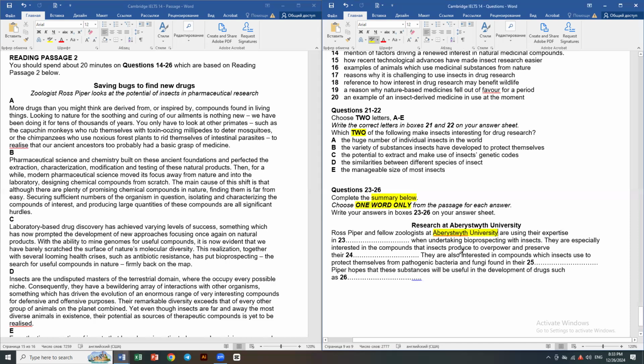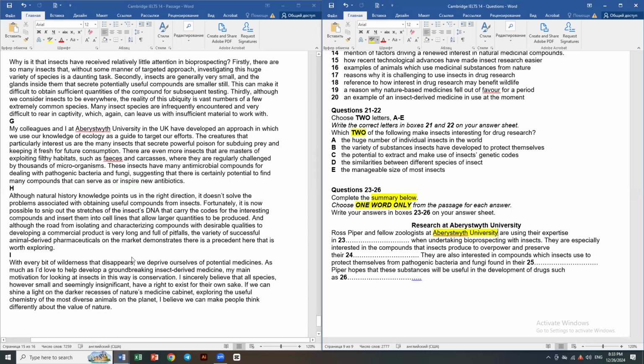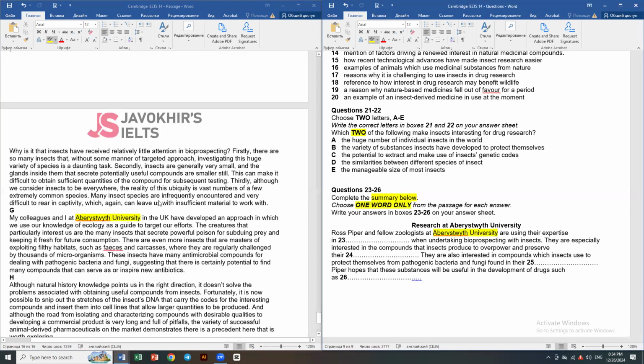Aberystwyth University. I don't know what that is. Since the question is at the very last, I'm just going to navigate downwards, and I already found it. I don't really see anything other than paragraph G. Summary completion sometimes comes in order, sometimes it doesn't. You have to make sure you know that. But this multiple choice question comes in order. So we just have to navigate.